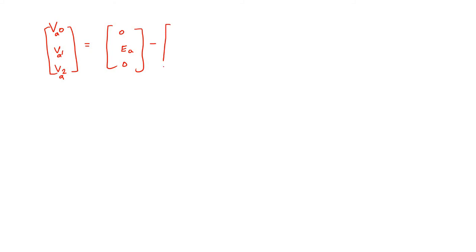So I have to use the equation V0, V1, V2, that is equal to 0, EA, 0, minus Z0, 0, 0. Then 0, Z1, 0. 0, 0, Z2.